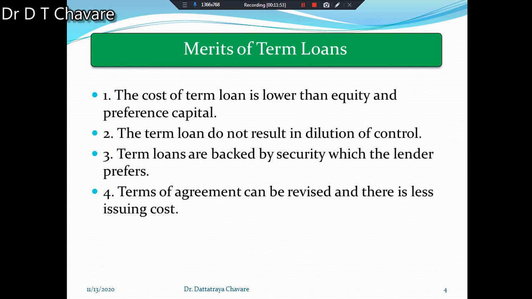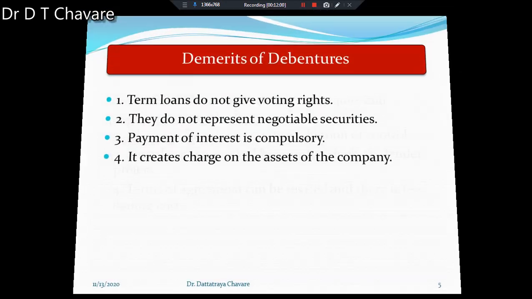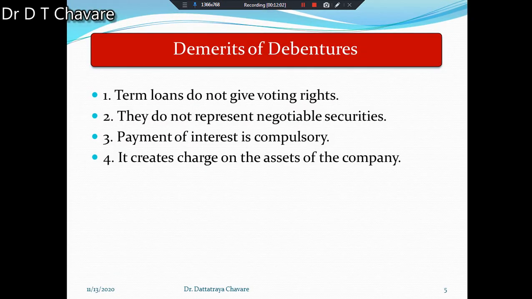This is one side of the coin we have studied, and on the second side of the coin we have to understand the demerits of term loans. A typographical mistake is there, it is not debentures but term loans. Extremely sorry. The first demerit of term loans: term loans do not give voting rights.